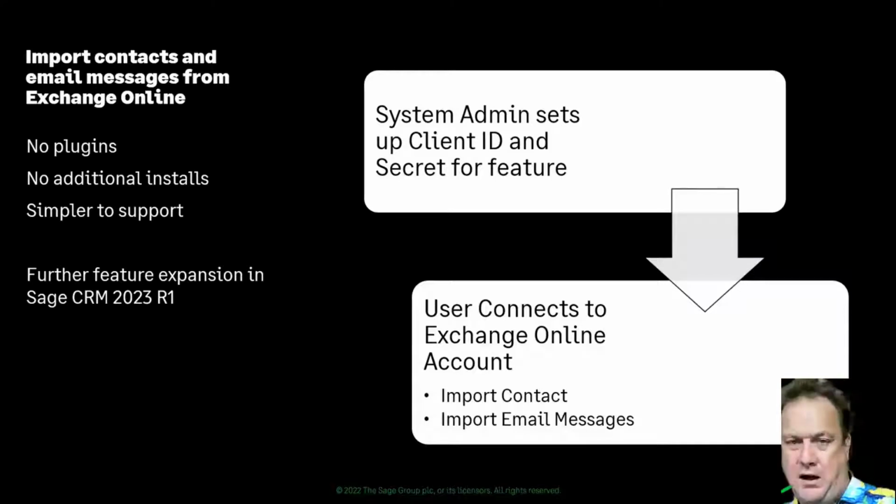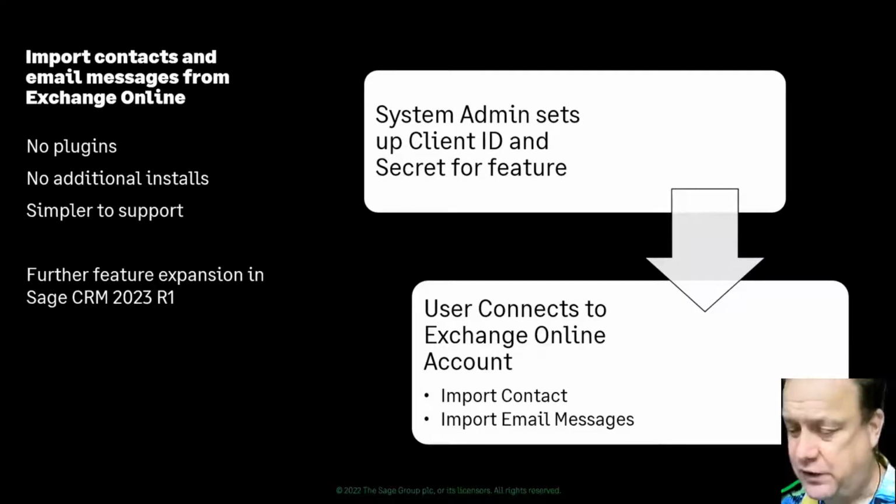So we're going to come now into looking at this main feature that has changed. So this is, if you like, the first thing. We talked about the branding first of all, because that's the thing that people will notice most when they come in to use Sage CRM. But I want to talk now about the feature that has replaced the use of the Outlook plugins. So this is all about importing contacts and email messages from Exchange Online.